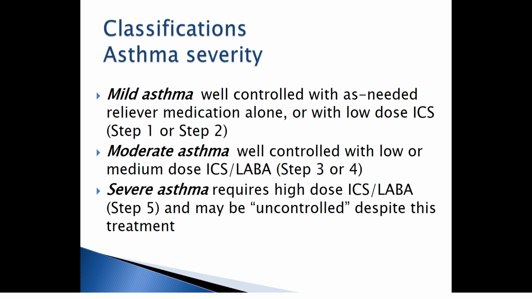Moderate asthma is usually step 3 or 4 treatment, well controlled with a low or medium dose of a combination of inhaled corticosteroids and LABA. So: mild asthma, low dose or only reliever medication; severe, all medicine in higher doses; and moderate asthma, all other cases.